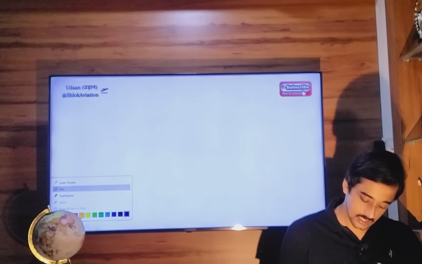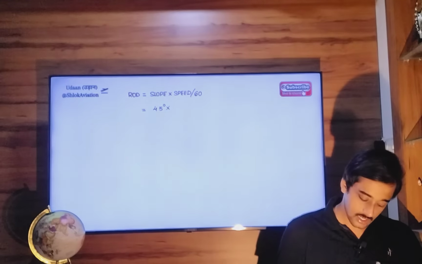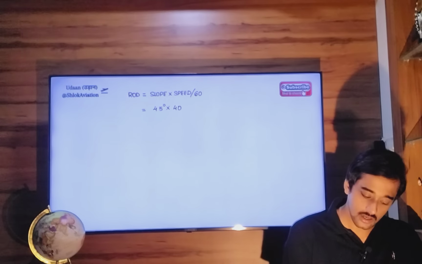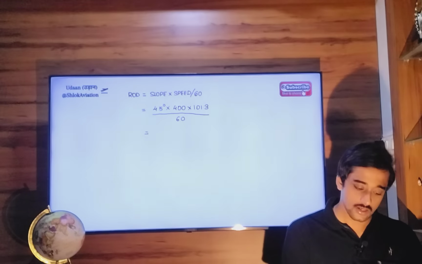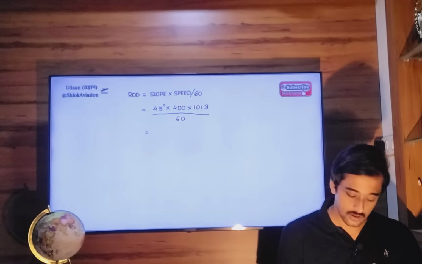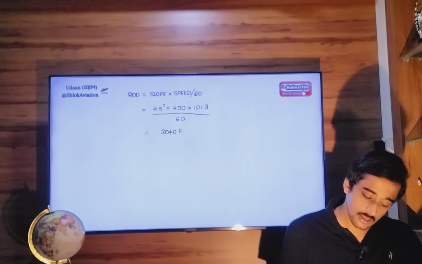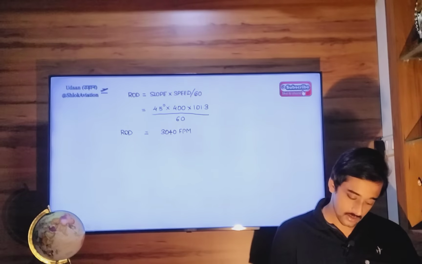Okay, next. Rate of descent equals glide slope into speed divided by 60. So glide slope 4.5 degrees, the ground speed of your aircraft 400 knots, multiplied by 101.3 feet per minute, divided by 60. So 4.5 into 400 into 101.3 divided by 60 is 3039, or approximately 3040 feet per minute. So select that option which has a value closest to this number.